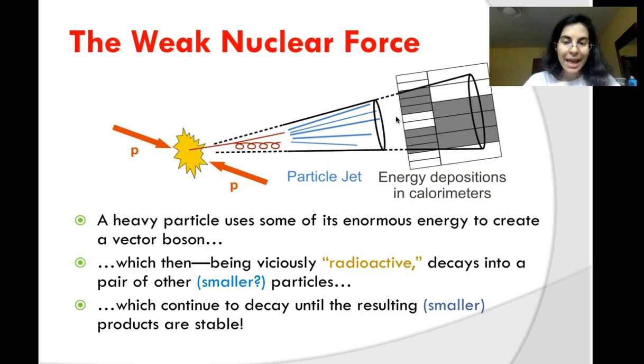Once they've decayed into other particles, those particles, also having lots of energy, will continue to decay until they are so small, E equals mc squared, that they don't really have enough energy to waste on things like vector bosons. What are the vector bosons specifically, you ask?